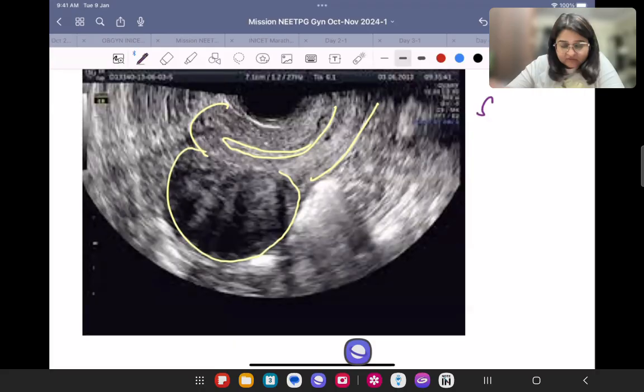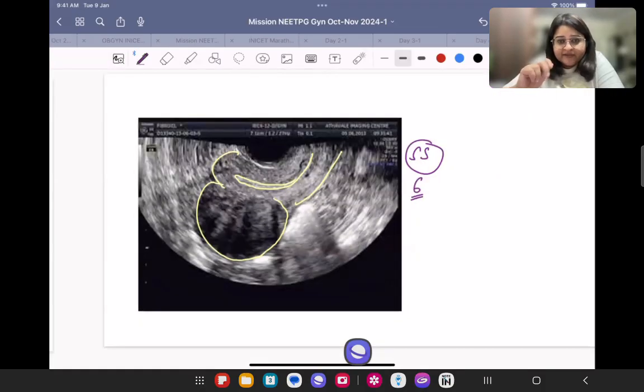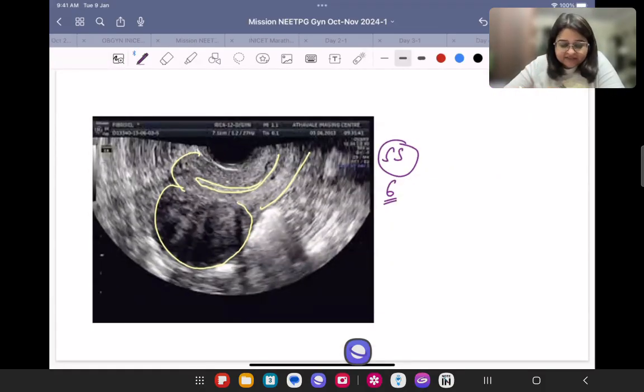This is a subserosal fibroid. Okay, most likely a type 6 fibroid. Okay, so this is a subserosal fibroid. Type 7 will be pedunculated. This is attached to the uterus. This is a type 6 subserosal fibroid.